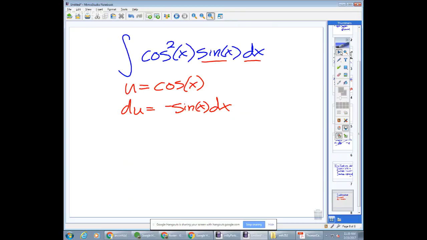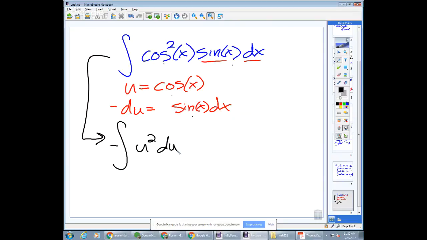We can multiply both sides by -1 here, and so we get sine of x dx is the opposite of du. So we can rewrite this integral with this substitution as the integral of the opposite of u squared du. That gives me the opposite of u cubed over 3 plus c.